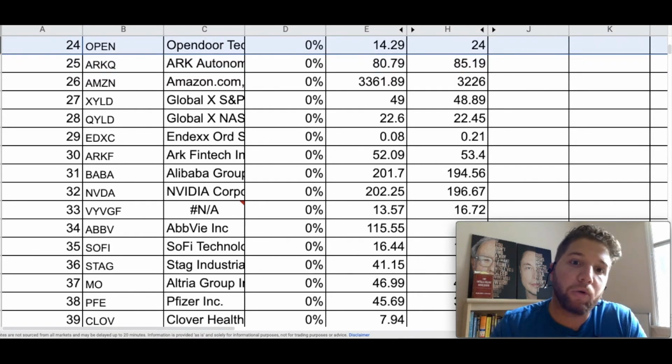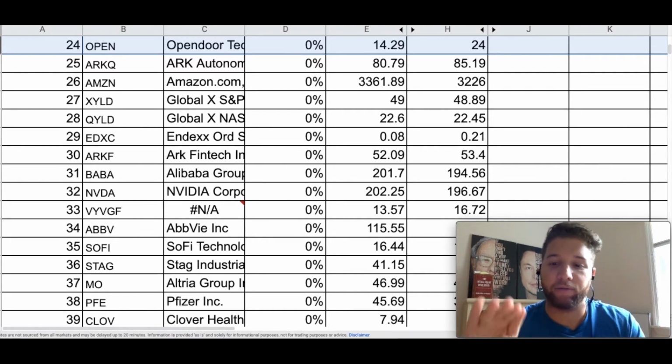Next up, Open Door Technology is another interesting company. One of the more speculative holdings I have. And as you can see, I've really been trying to get these speculative holdings down to the lower portion of the portfolio. And as we get to the higher numbers, you'll see that I have some very real successful companies that I probably am going to hold on to forever.